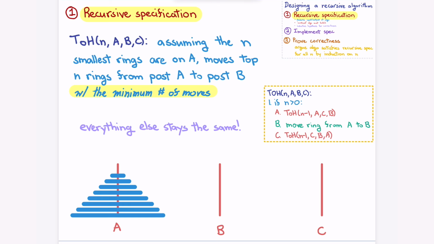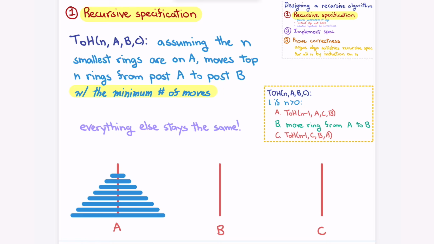The only slight addition is the following. So my goal is to move the top n rings from A to B, right? The only way to move this bottom ring from A to B is to get the top n minus 1 rings out of the way. The only way that's possible is to get it to C. So I know that any algorithm, whatever it does, eventually needs to somehow put the top n minus 1 onto C so that I can move the bottom one from A to B.